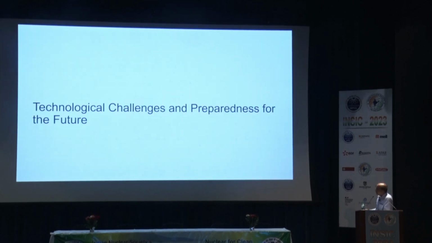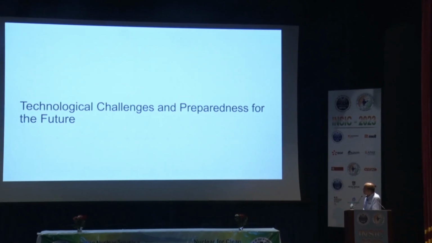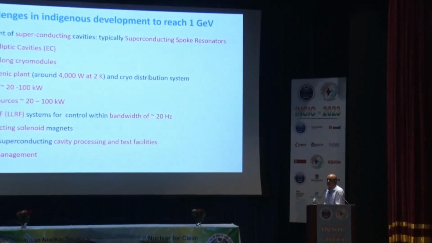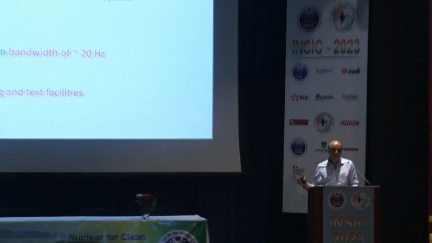Well, now I move to the technological challenges and our preparedness for the future. Having demonstrated the normal conducting front-end injector of the 1 GeV future ADS accelerator, which is the most challenging part, because here the beams have less energy and they are likely to diverge. The future challenge will be coming from superconducting cavities, which we'll have to demonstrate, or we have already developed also, I will be discussing.